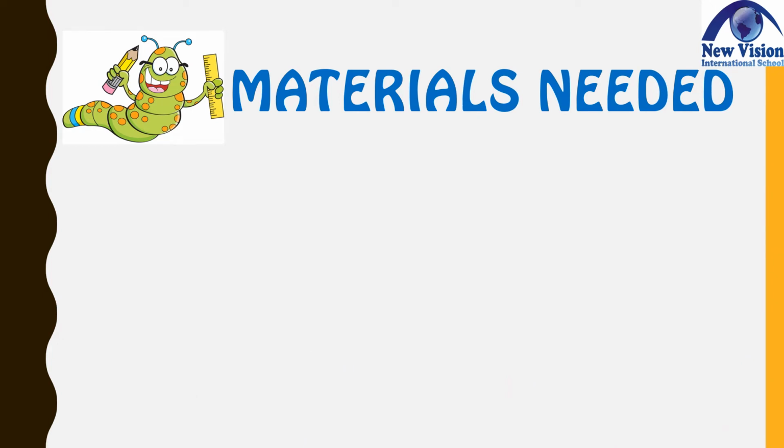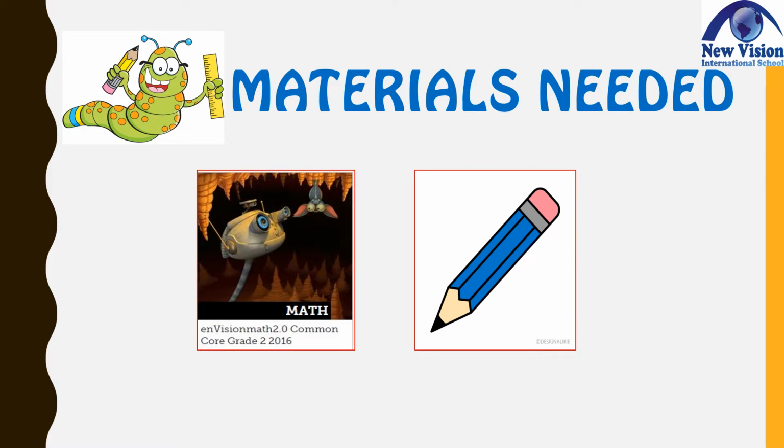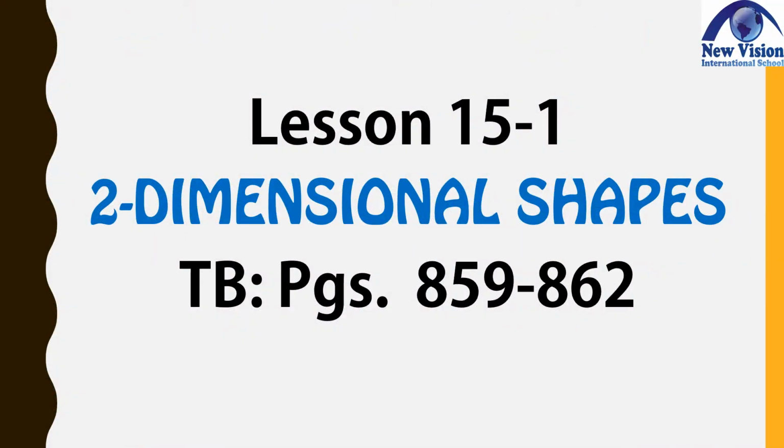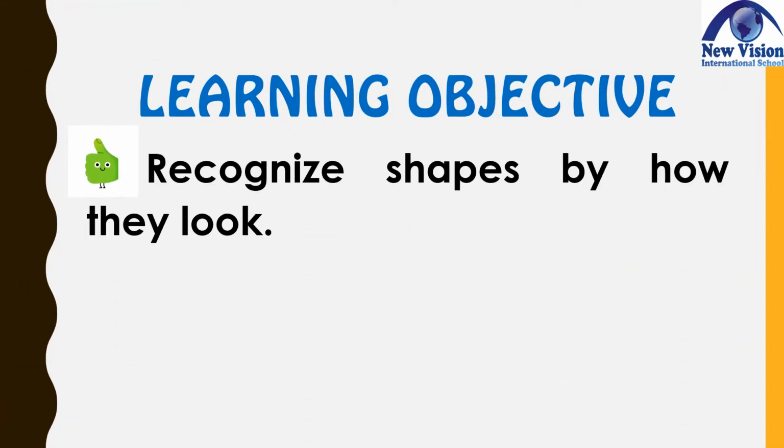Materials needed: math textbook and pencil. Today we will be learning about two-dimensional shapes, textbook pages 859 to 862. At the end of the lesson, the students are expected to recognize shapes by how they look.